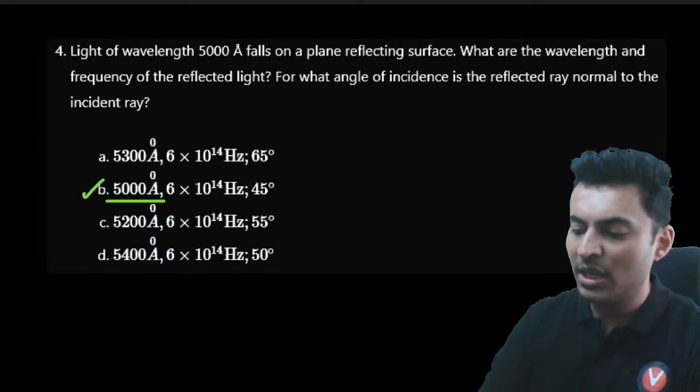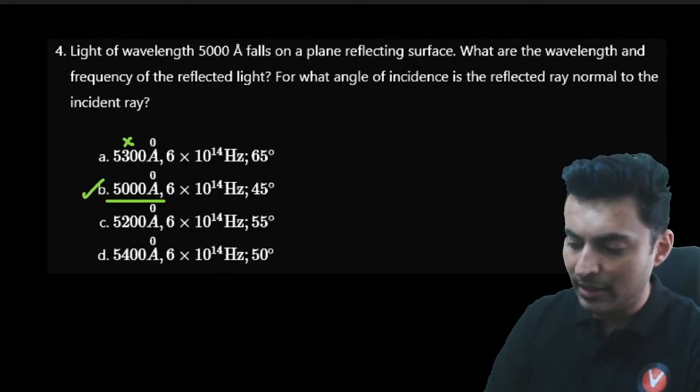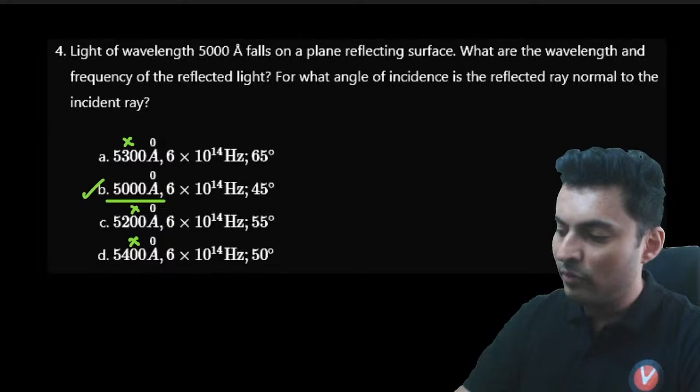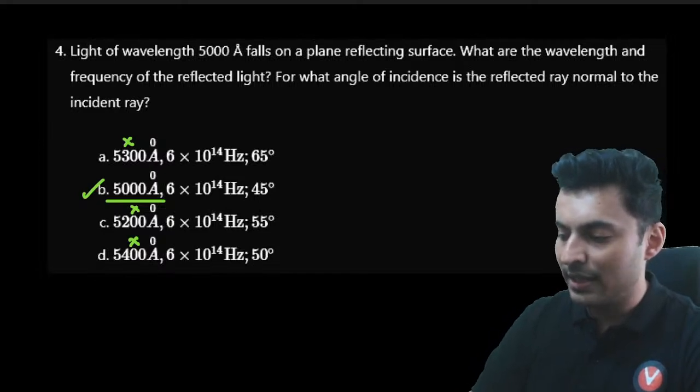You will just mark option B, because every other option has a different value of the wavelength. Every other option has a different value of the wavelength. As simple as that.